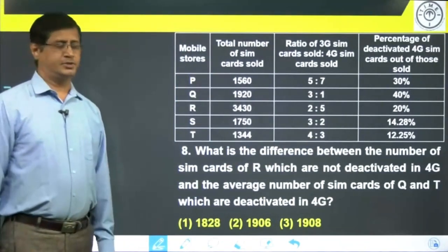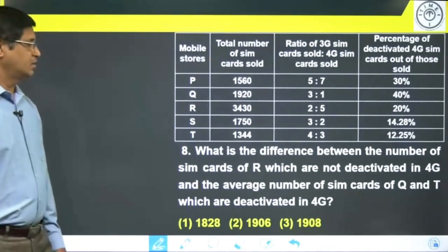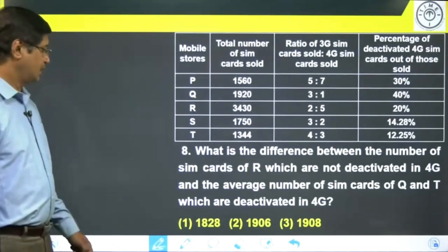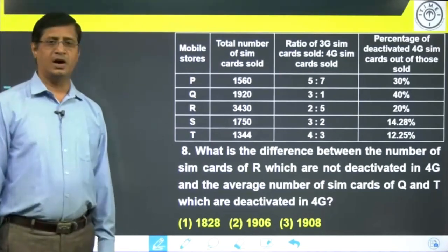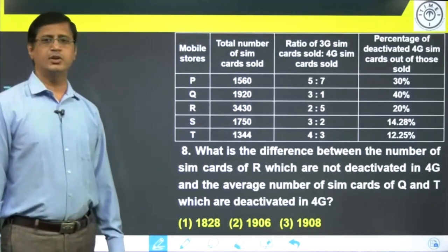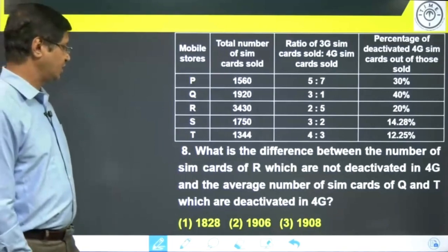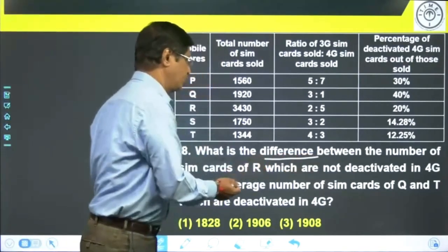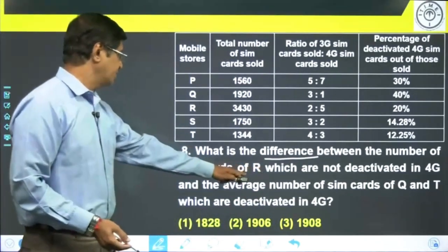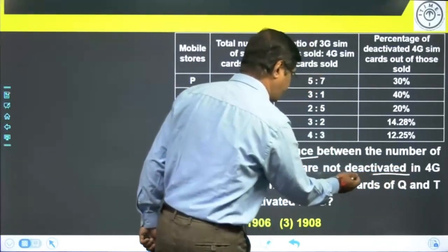Right, question number 8. What is the difference between the number of SIM cards of R which are not deactivated in 4G and the average number of SIM cards of Q and T which are deactivated in 4G? So what to find here? We need to find the difference between R and the average of Q and T. Now, the 4G SIM cards of R which are not deactivated.